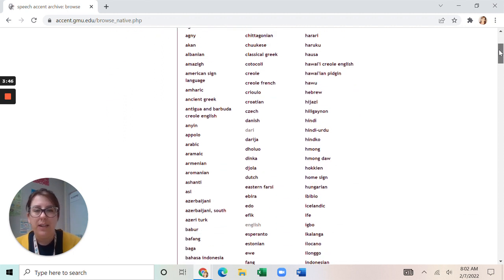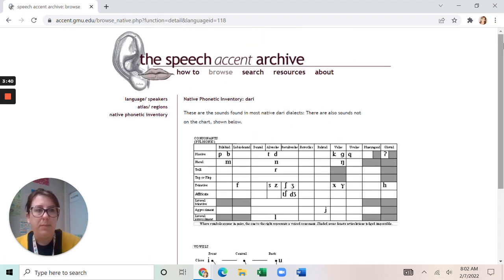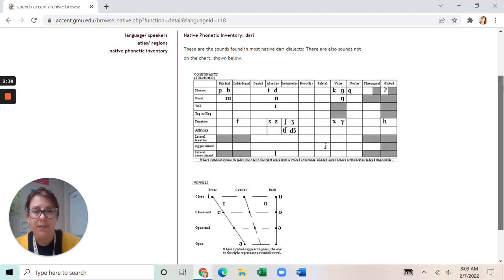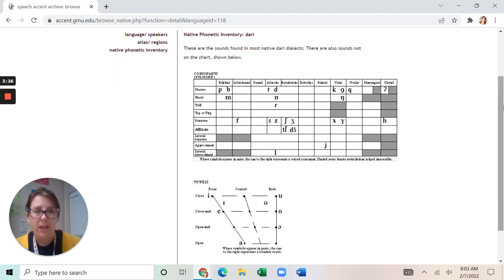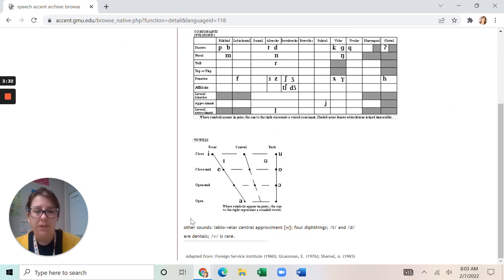If we were assessing an individual whose primary language is Dari, we'd select Dari, and the website opens up the phonetic inventory for Dari. We also can see all the vowels, a couple of bits of information about the phonology of Dari, such as saying that labiovelar central approximant W, and you get a citation, multiple citations.